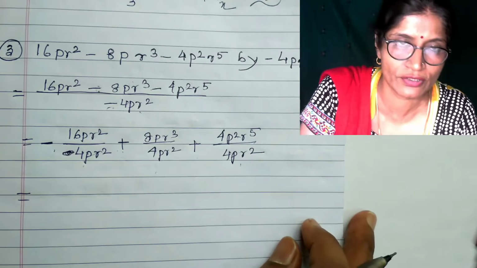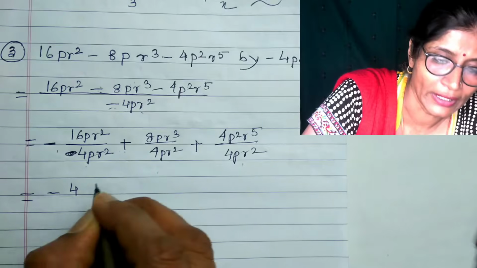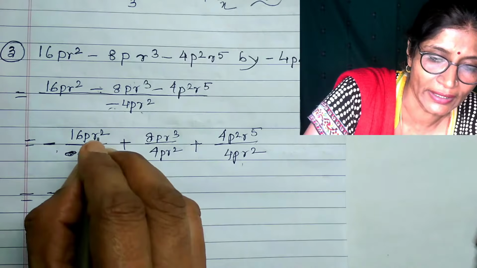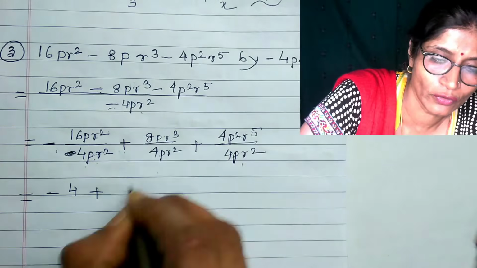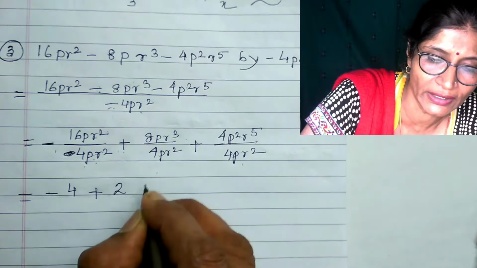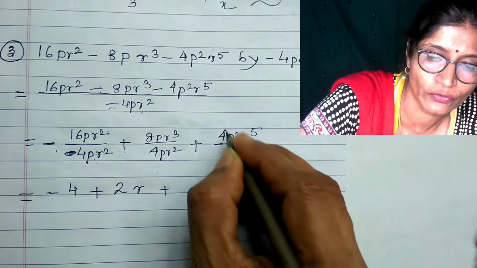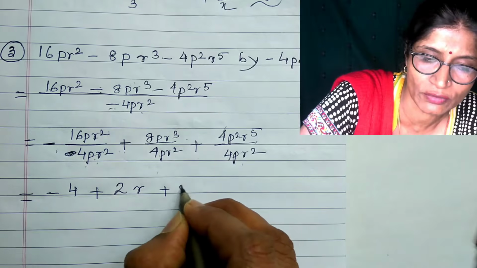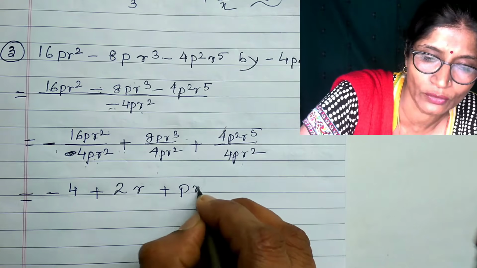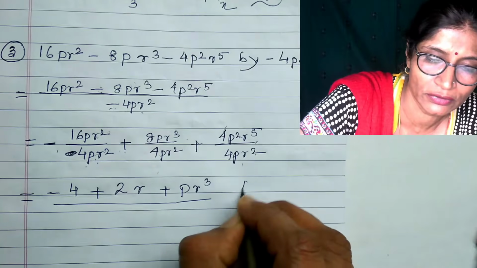So this is minus 4, and p cancelled and r square also cancelled. So only 4 plus 4 2s are 8. P cancelled again. R to the power 3 minus 2 means r to the power 1, plus 4 and 4 cancelled. So p to the power 2 minus 1 means only p, and r to the power 5 minus 2, that is 3. So this is the sum. This is the answer.